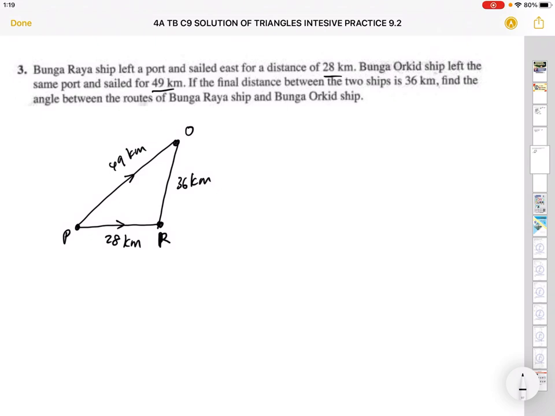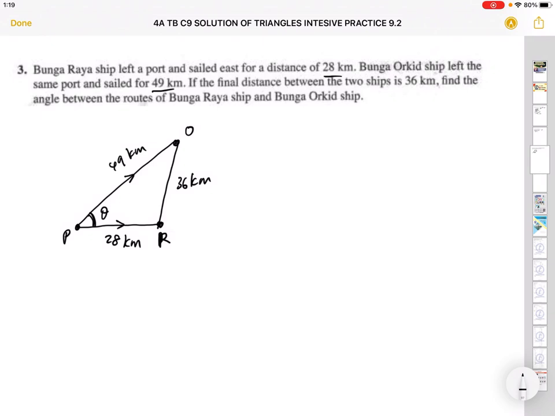However, this is just a sketch. So if you sketch wrongly, it doesn't matter. Most important thing is your working must be correct. Okay, now we're finding the angle between the routes of Bunga Raya ship and the Bunga Orchid ship. So when they say the routes, we're talking about this angle. So one is going east, the other one going in the second direction, over here. So we're going to find the angle between them, right? So let's call it theta, or you want to call it OPR.